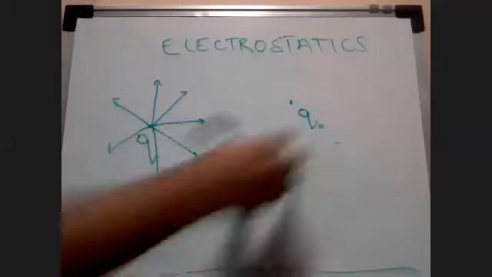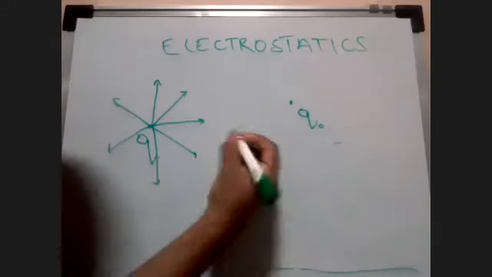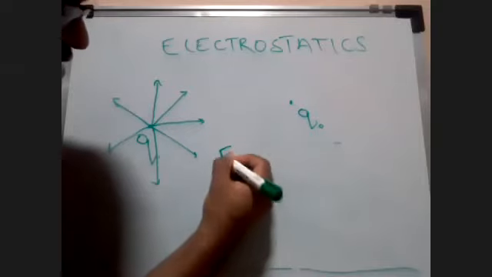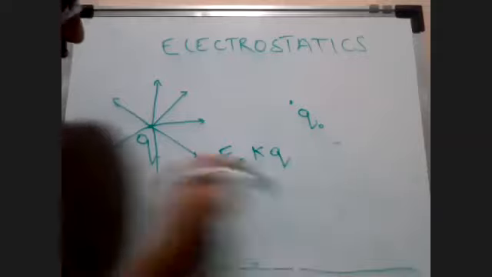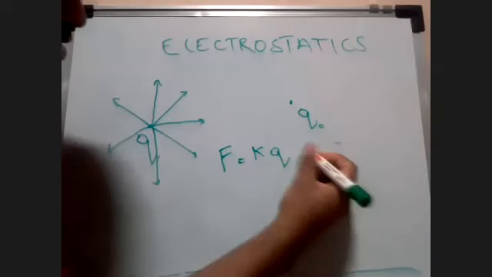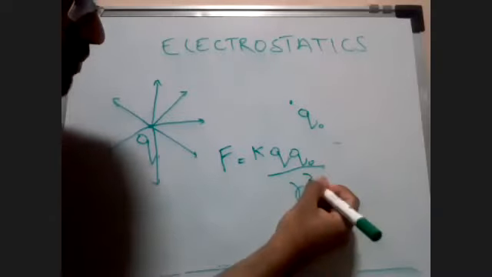What happens is, when you bring Q naught in the presence of Q, it is going to experience a certain force. And we know Coulomb's law, which says F is equal to K Q Q naught divided by R square.